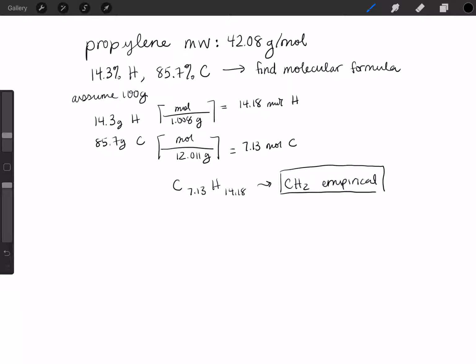Okay, so this is the first step. Whenever I'm asking you to find the molecular formula, you need to find the empirical formula first.